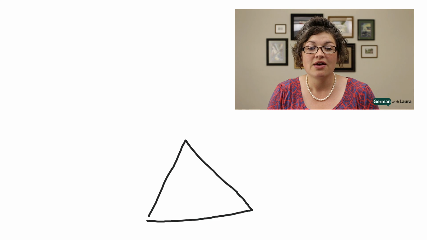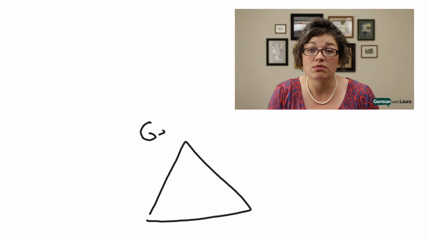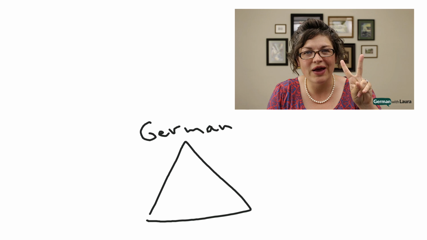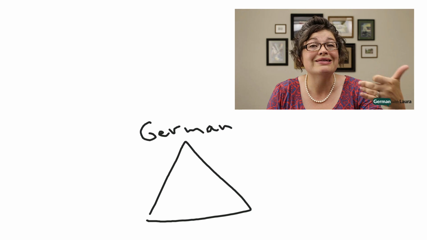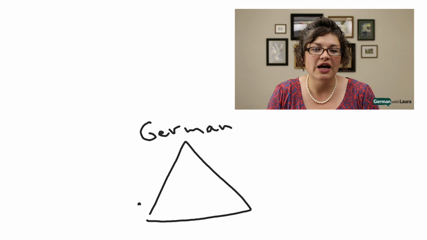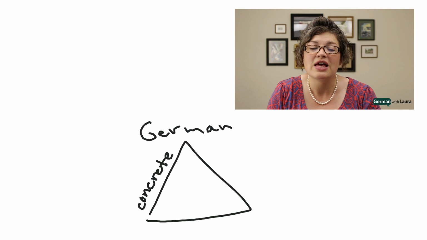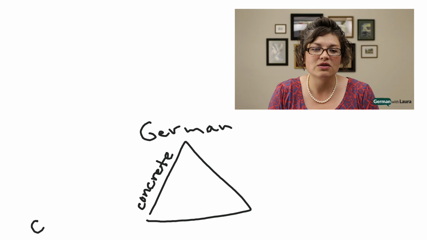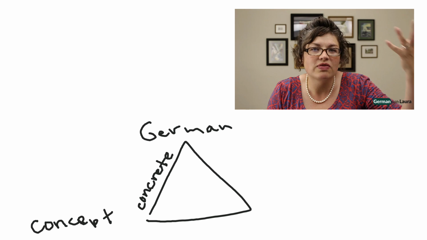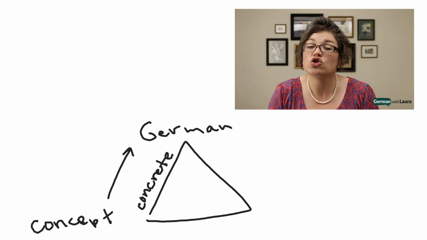In order to answer this question, I need you to look at this language triangle with me, okay? The top of the triangle is our goal, learning German words. There are two types of vocabulary that we need to build and two different ways of building it. The first type is concrete vocabulary, which is anything that we can see, hear, taste, touch, smell. This vocabulary we can build by connecting directly from the concept of what that thing is to the German word.